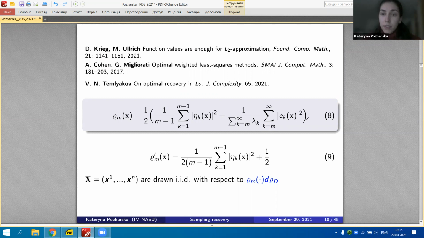So this weight function of the form (8) was introduced in the paper by David Krieg and Mario Ullrich for L2 problems. And I want to mention two more papers, by Albert Cohen and Migliorati and also Vladimir Temlyakov. They use the simpler function (9), where instead of the second term we have only one half. In some situations they give equivalent results, but sometimes it really matters which weight function to consider. And this (8), the bigger function, gives us better results. And we will draw our random points with respect to this distribution, rho_m multiplied by d rho_D.